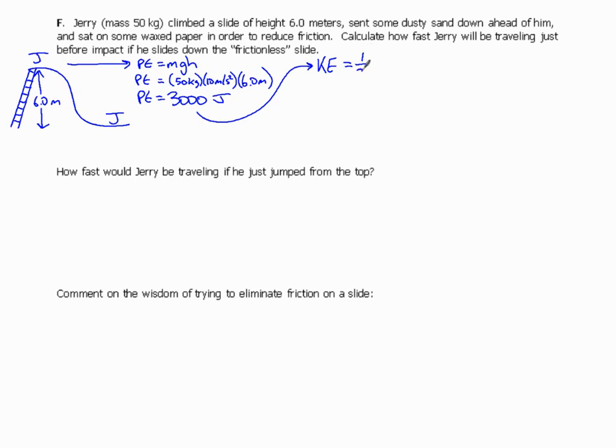Kinetic energy is 1/2 times the mass times the velocity squared. So 3,000 joules equals 1/2 times Jerry's mass, which is 50 kilograms, times v squared, and we are looking for his velocity. So solving, we find v squared equals 120. Square root of everything says velocity equals 10.95 meters per second.